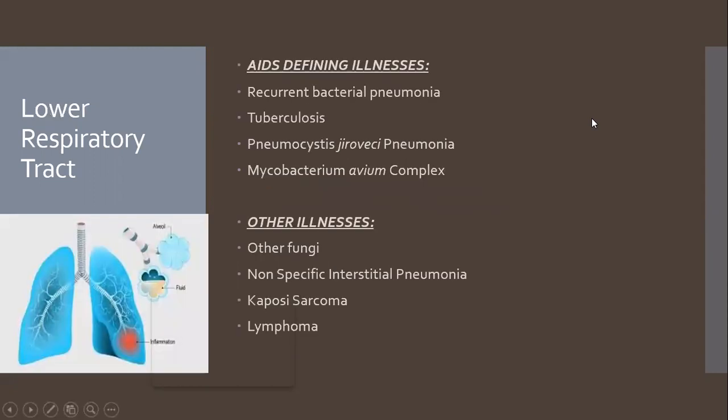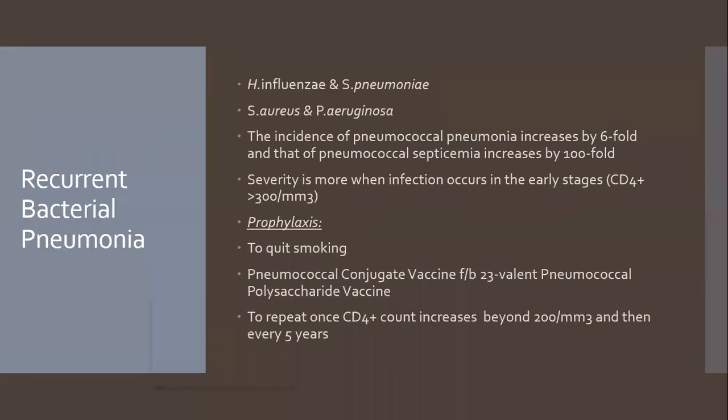The lung is very, very important because we have 4 AIDS-defining illnesses in the lung. One is recurrent bacterial pneumonia, tuberculosis, Pneumocystis carinii pneumonia, and Mycobacterium avium intracellulare complex. You frequently would have come across these terms: Pneumocystis pneumonia and Mycobacterium avium. Apart from this, we can have fungal infections. And I told you, HIV infection as such can cause interstitial pneumonia. And the 2 tumors which can occur are Kaposi sarcoma and lymphoma.